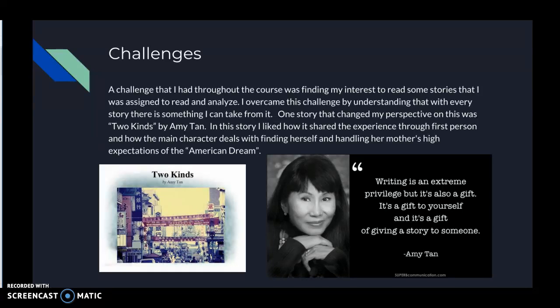Sometimes there are themes and messages that the author leaves to the readers to use in their lives and learn from. Below is an image of a quote that Amy Tan uses that encourages me to keep overcoming this challenge. Writing is an extreme privilege, but it's also a gift. It's a gift to yourself and it's a gift of giving a story to someone.